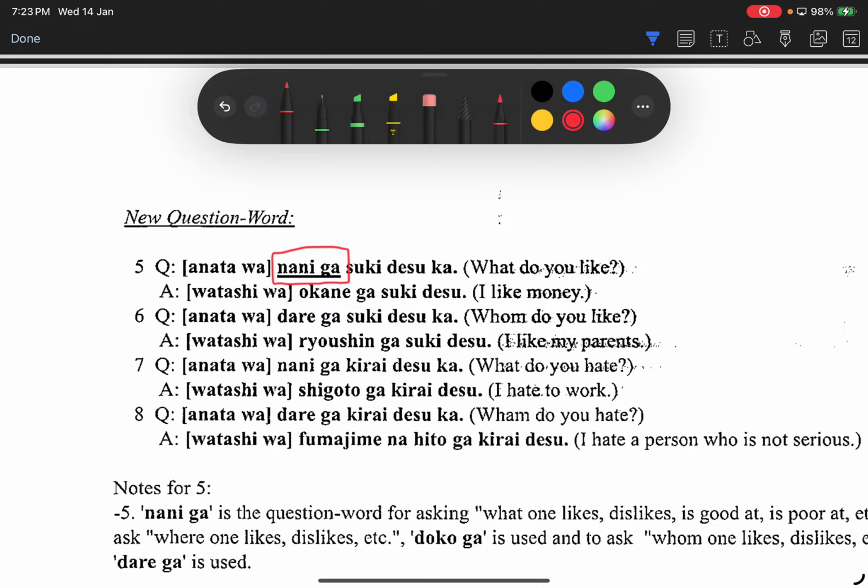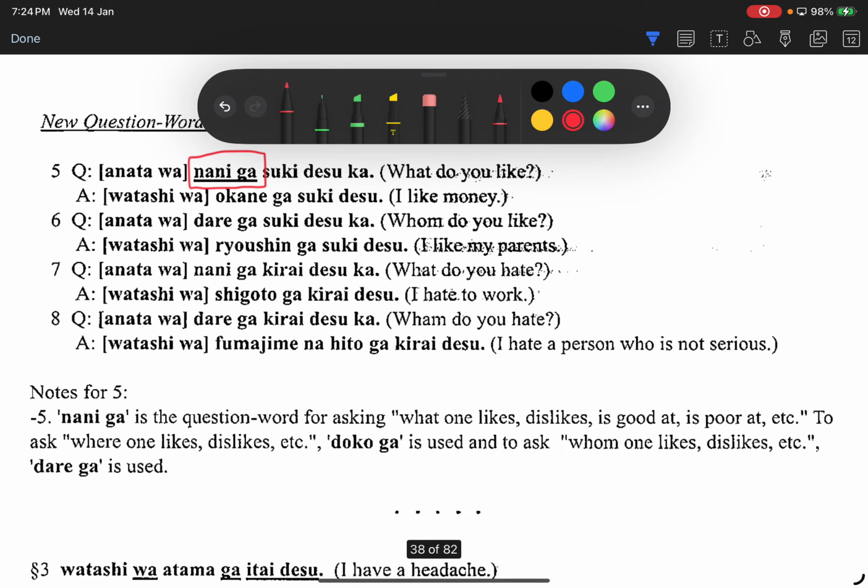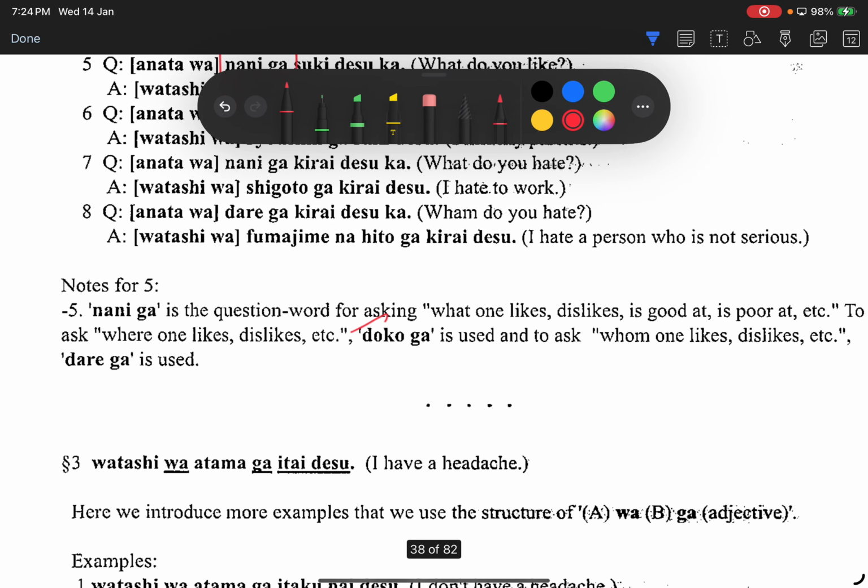So we want to know who is the subject, right? So for number 5, you can see anata wa. So anata wa is the subject here. So you. So you like what? Right? You like what? Versus what like apple, right? Or who like apple. So in that case, we will change the question already if we want to ask who like apple. So I think we have it below, right? Who like apple? Is it? Don't have.